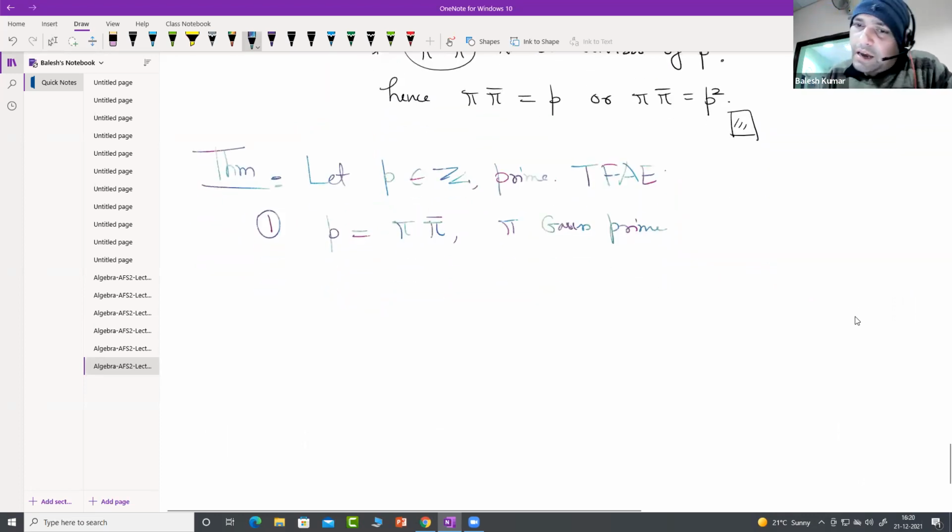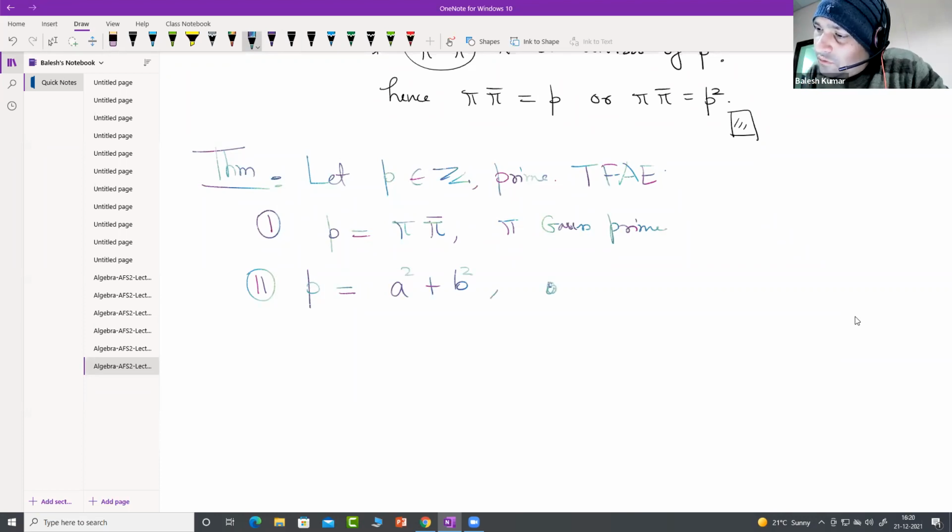Then this fact is equivalent to the fact that P can be written as, so again let me write in terms of symbols, P is equal to a square plus b square, where a, b belong to Z. Of course that is very obvious because it is a Gauss prime, so pi can itself be written as a plus ib, and so pi pi bar will be a square plus b square. So these two are if and only if, which is obvious.